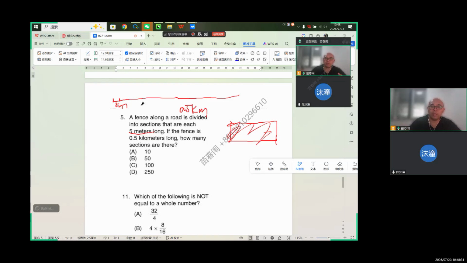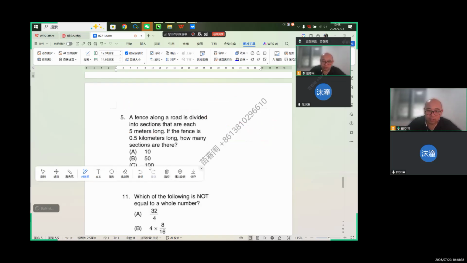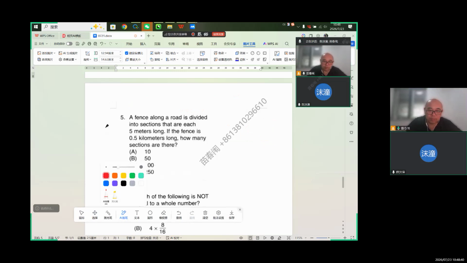You should read it, right? Sorry, I didn't ask you to read it. You should read it. Read question 5. Okay. A fence along a road is divided into sections that are 5 meters long. If the fence is 0.5 kilometers long, how many sections are there? 67 sections. There's a lot of sections.